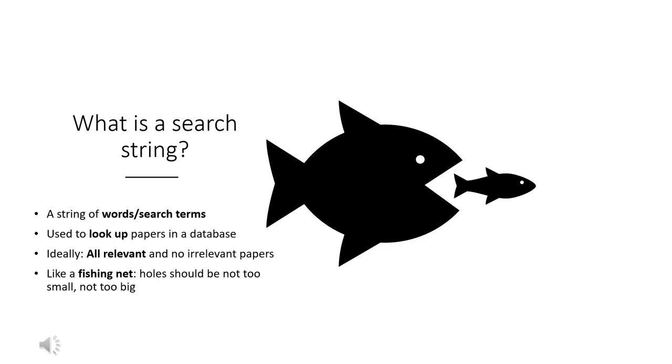And ideally, a search string is like a fishing net. So it catches the fish that you want. If you want to find octopuses, your fishing net is just the right size to catch octopuses and to let the smaller fish and the bigger fish slip. So the hole should be not too small, not too big. You should catch all your relevant and not the irrelevant papers. That's what a decent search string is.